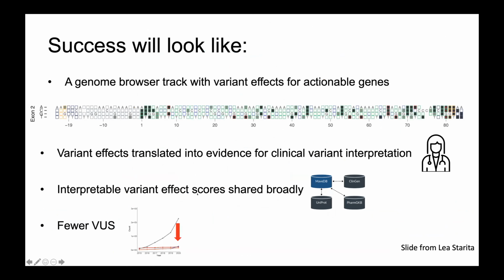So success here: a genome browser track with different variant effects for actionable genes, variant effects translated into evidence for clinical variant interpretation, variant effect scores shared broadly, and overall fewer VUS in ClinVar and other databases.